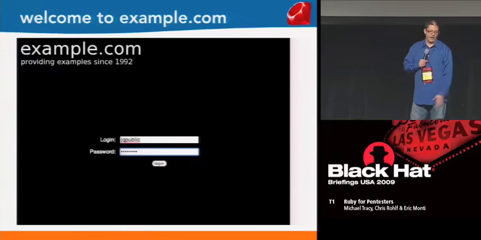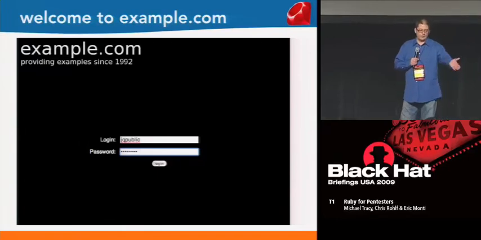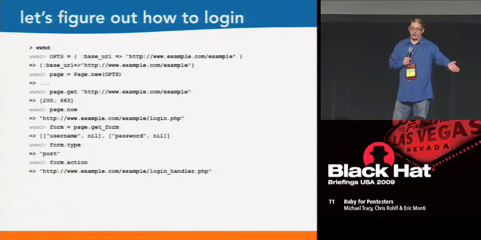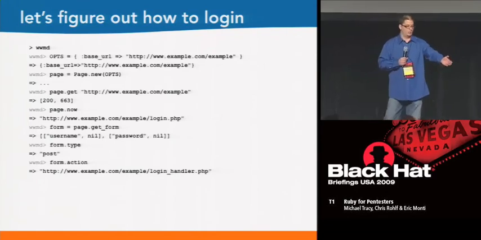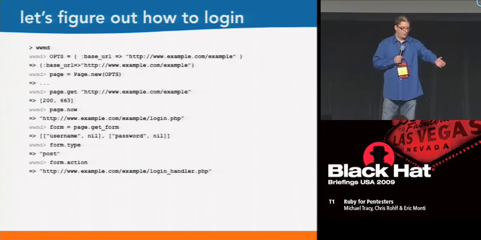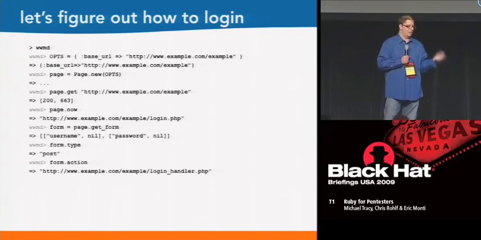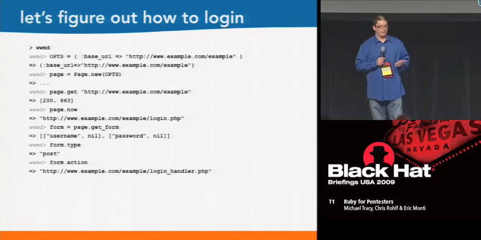So here's the login page for example.com, right? When we get this page, the first thing we're going to do is drop to an IRB prompt, get the page, and look at what it does. We're going to get the form. The form has two parameters: one is username, one is password. We know the form type is POST, and we know that it posts to loginhandler.php.